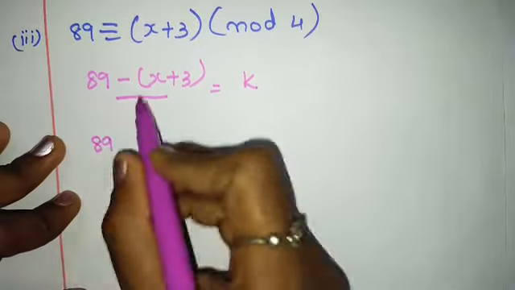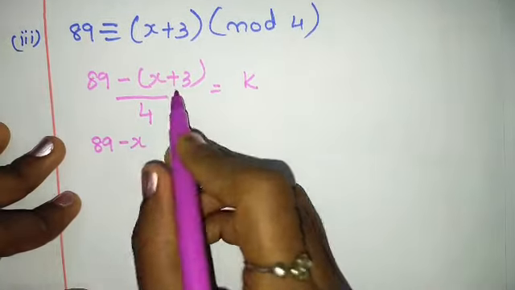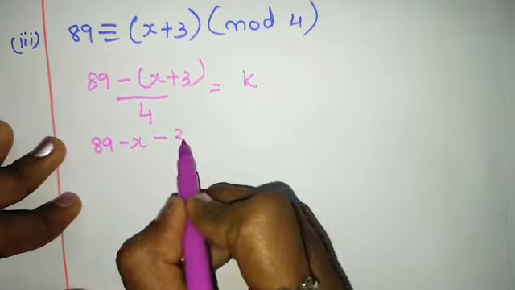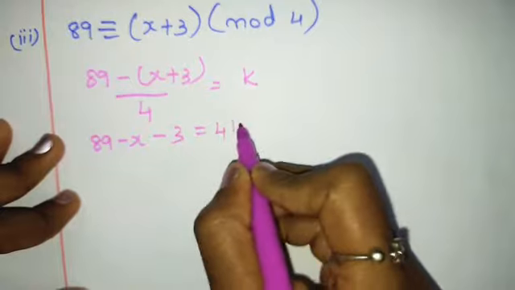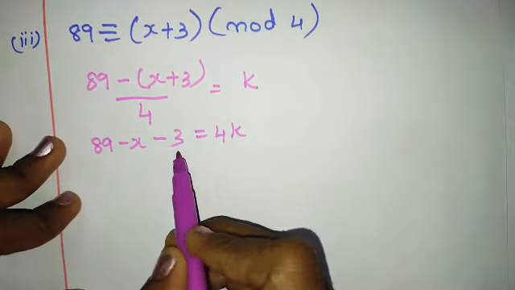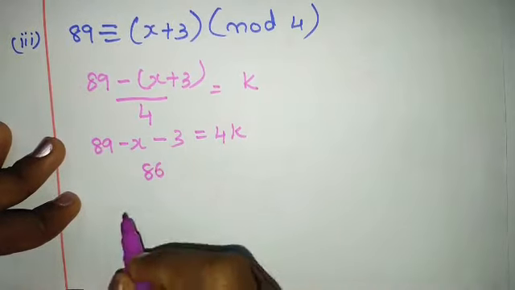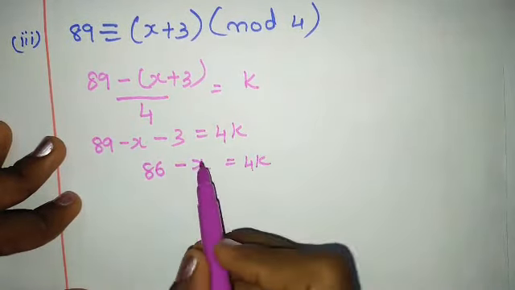So 89 minus x, minus into minus, plus into minus, minus 3, and shift this 4 that side, which becomes 4k. Correct? So now 89 minus 3 is what? 86. Minus x is equals to 4k. So you have minus x here.